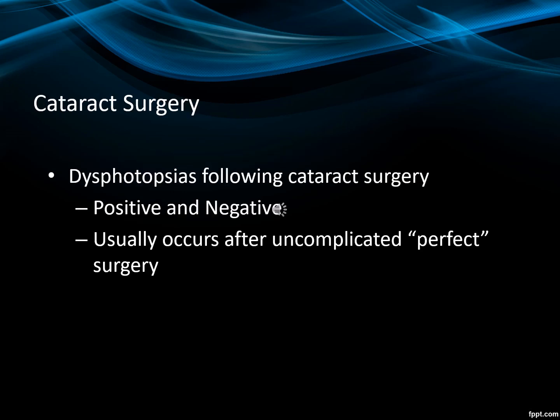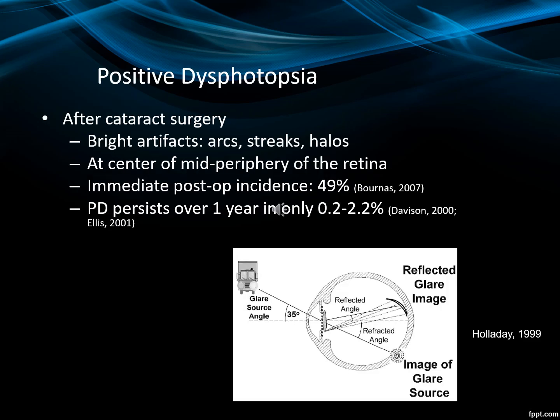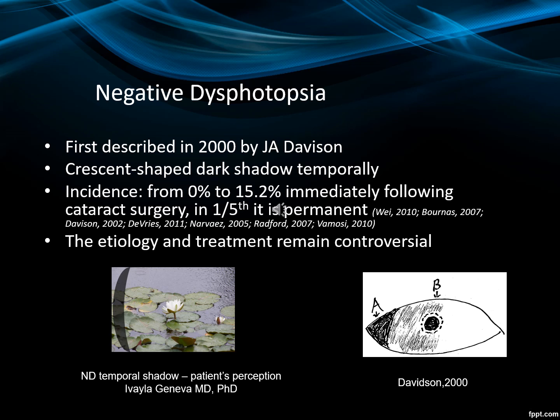I chose this topic because it is the bane of a cataract surgeon's existence, because oftentimes after uncomplicated, quote unquote, perfect surgery, patients can sometimes complain of dysphotopsias, both negative and positive. The positive dysphotopsias are the complaints of halos and streaks and arcs of light. So we're not going to focus on positive dysphotopsias for this talk, but instead we'll focus on negative dysphotopsias. Negative dysphotopsias are those dark shadows that people complain of in their peripheral temporal vision.